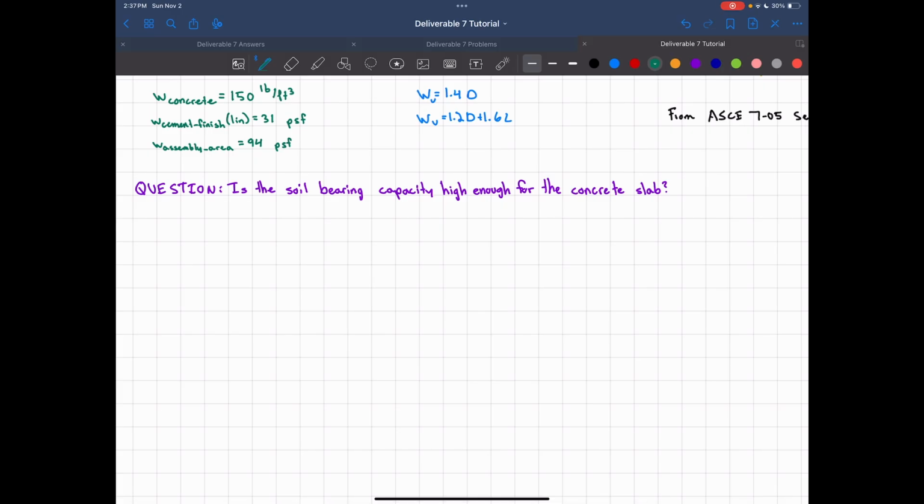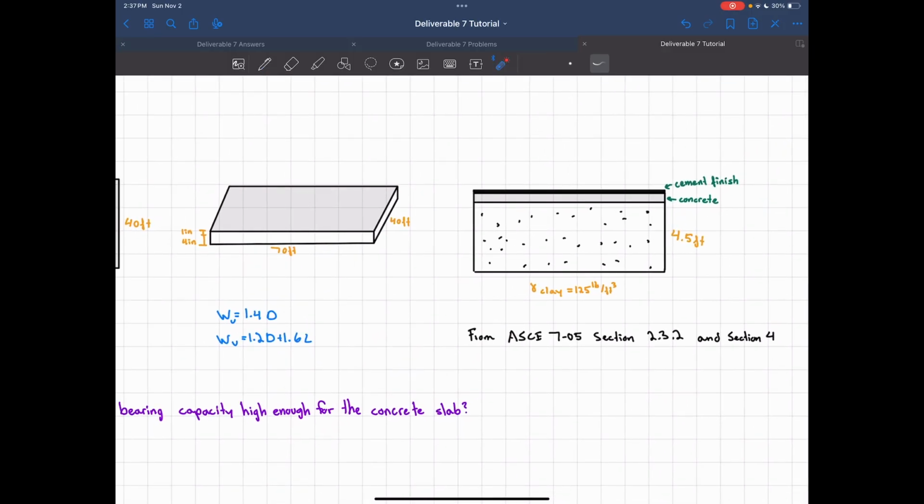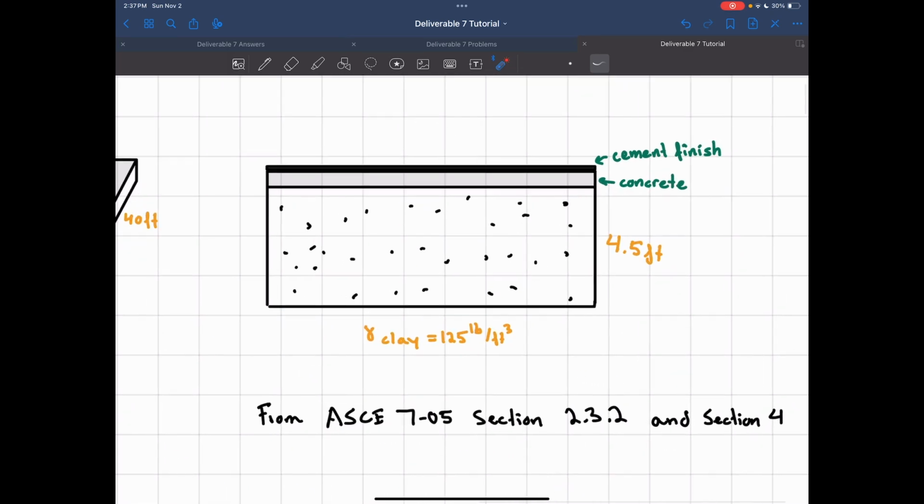So our governing design equation that we need to be working with is seeing if the clay stress is greater than or less than the slab stress, right? The amount of pressure that is being exerted. And ideally what we want is the slab stress to be lower than the stress of the clay, or in this case, we're just going to say the bearing capacity, right? The strength of the clay.